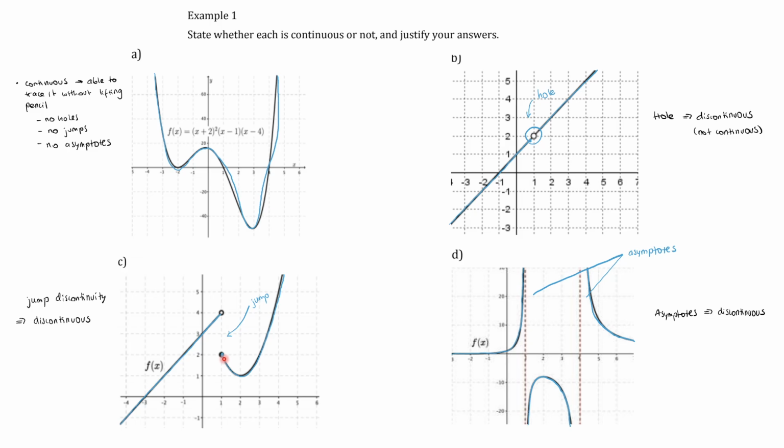Okay? So let's summarize what we just saw. Discontinuities can occur when we have what? When we have holes, right? That's the first type of discontinuity.